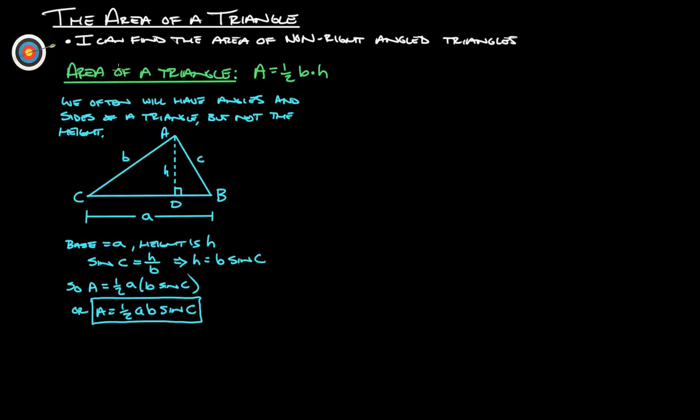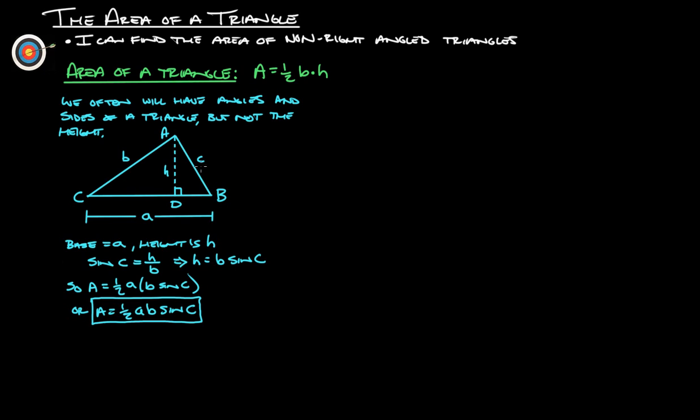Also, area of a triangle. Area is 1/2 base times height. Now, we will often have angles and sides of a triangle, but not the actual height. So in order to use this formula, we need the base, which in this case would be CB, and then we also need the height, which would be AD. Okay?